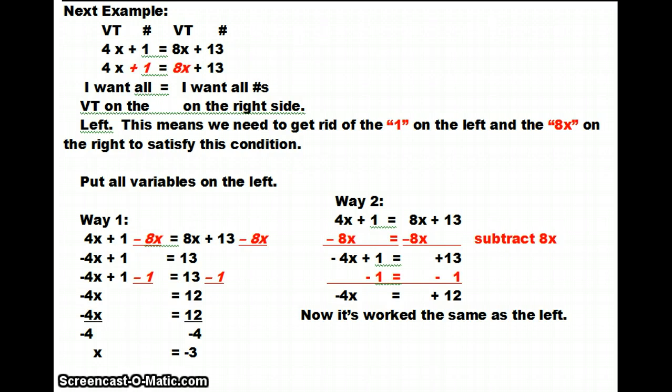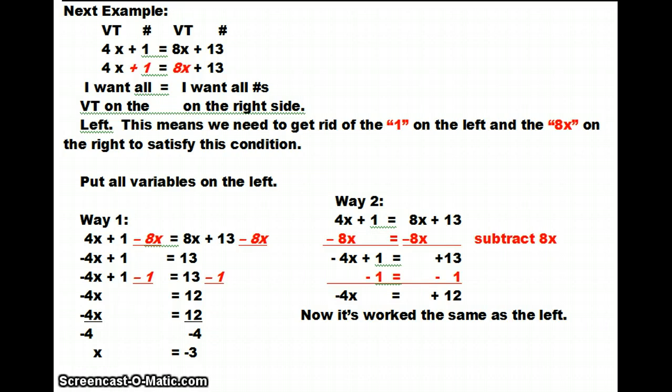When we do that, we have 4 minus 8 gives us negative 4x. We don't have anything added to the 1 at this time, so we bring it down. 8x minus 8x gives us 0x, which is 0, and we bring down 13. Going back to our problem, the 1 was what we wanted to get rid of. We do that by taking its opposite, negative 1 on both sides. Then when we combine and do our addition, we have negative 4x is equal to positive 12.